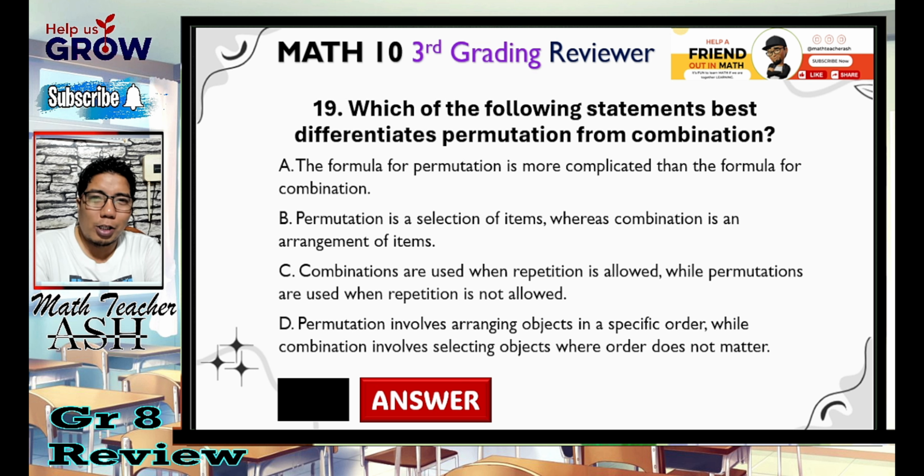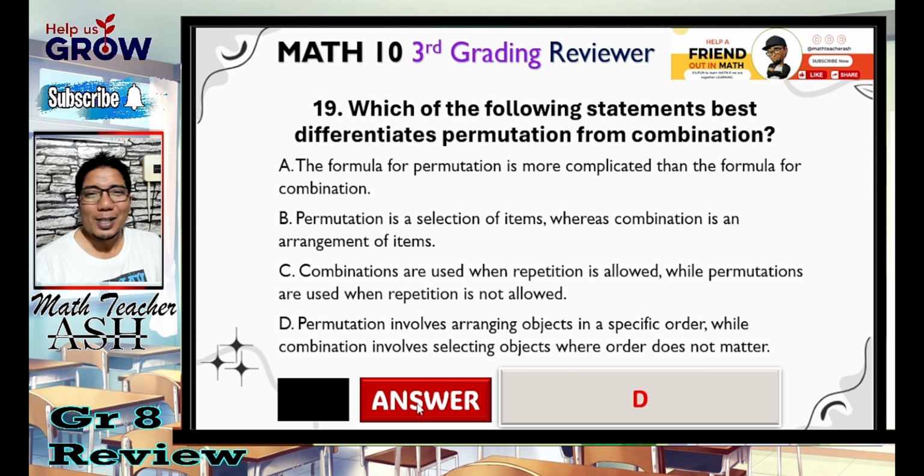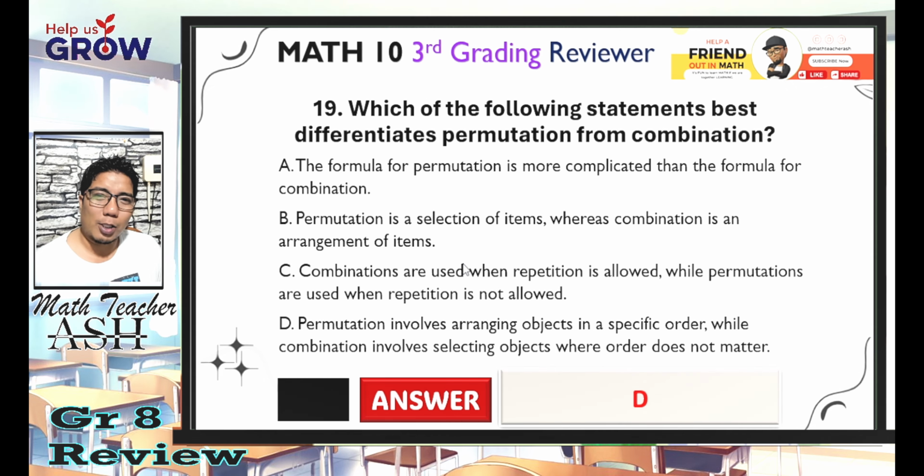Okay, my dear math learners, we have been discussing this earlier in our previous question, that permutation is an arrangement where order matters and a combination is an arrangement where the order does not matter. So the correct answer from these four options is letter D. Alright, let's check whether we are correct. Okay, easy, right? So now let us go to question number 20.